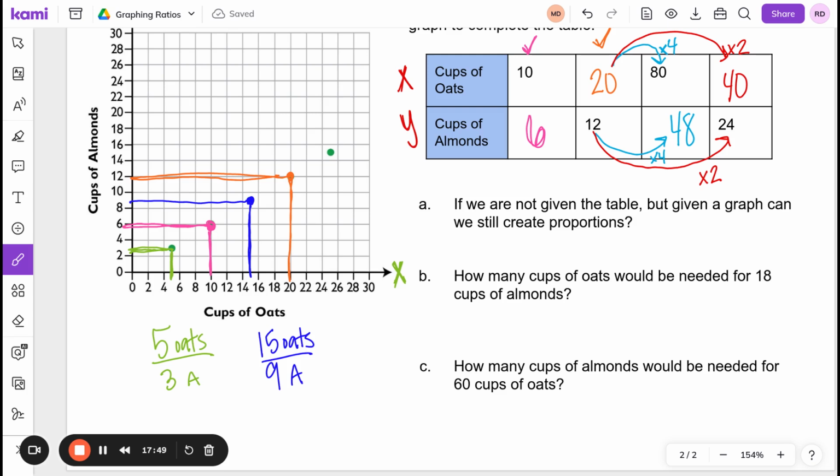So A says if you are not given the table, but you're given just the graph, can we still create all these equivalent ratios? And that's yes, because we could pull the values from the points, those x and y numbers, and then multiply or divide.